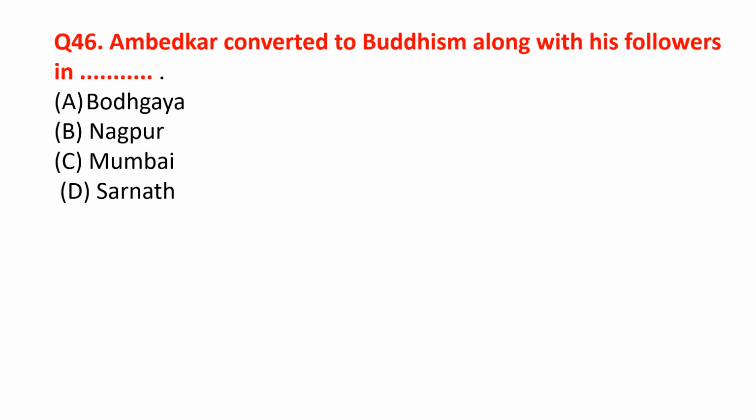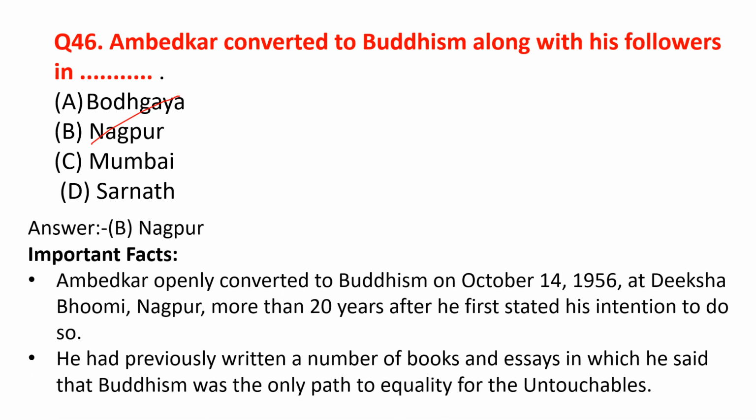Ambedkar converted to Buddhism along with his followers in Nagpur. Option B. Ambedkar openly converted to Buddhism on October 14, 1956 at Dikshabhumi, Nagpur, more than 20 years after he first stated his intention to do so. He had previously written a number of books and essays in which he said that Buddhism was the only path to equality for the untouchables.